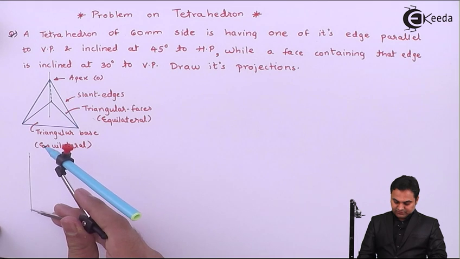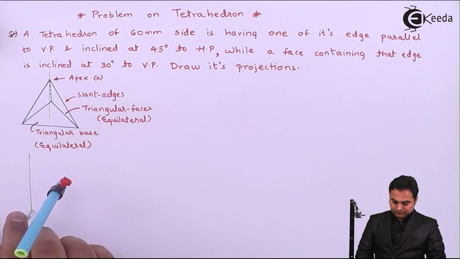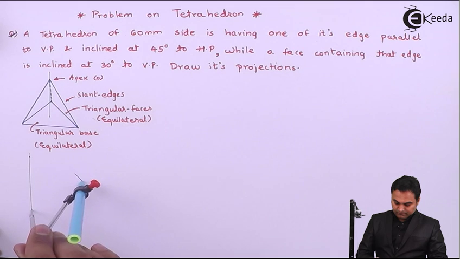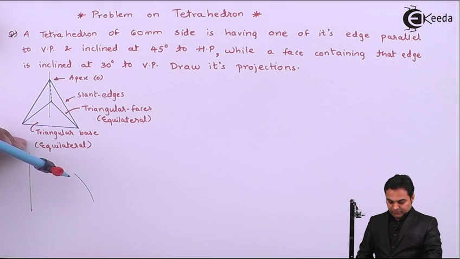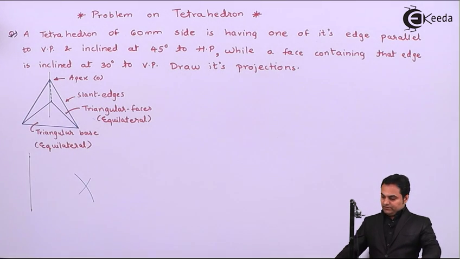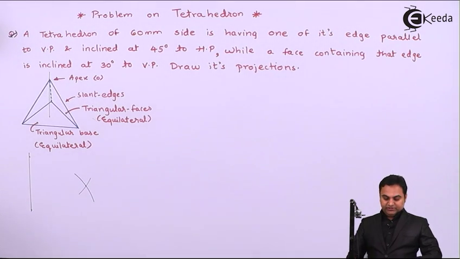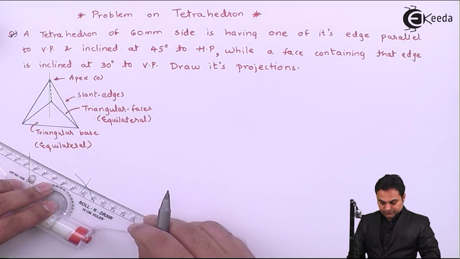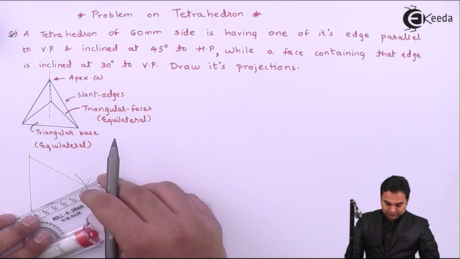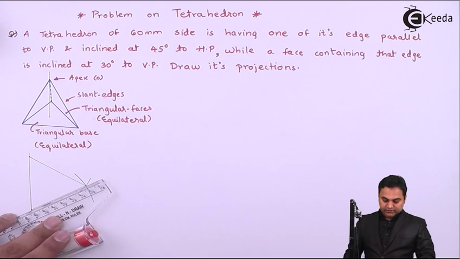I'll measure this distance 60, drawing an arc, keeping it onto the other side, cutting this arc. Then here I get the intersection point. Joining it will give me the tetrahedron, which looks like an equilateral triangle in the front view because it is in VP, so it will be seen as an equilateral triangle in the front view.